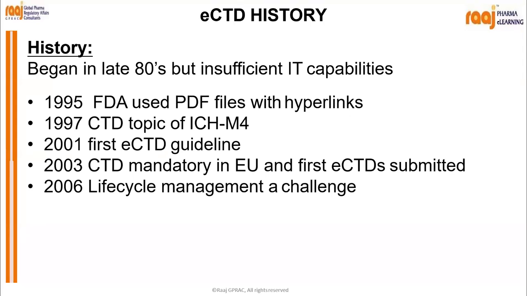So let us think about the CTD and eCTD, because it has a very old history since the 1980s. At that time, though work started to make the CTD format, due to insufficient IT capabilities, it took 10 to 15 years. Like in 1995, you see, FDA used PDF files with hyperlinks. Then in 1997, the CTD topics were published in ICH M4.